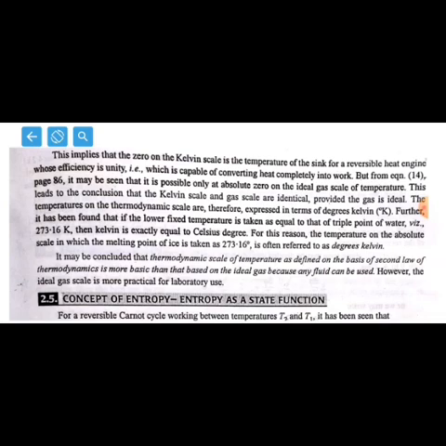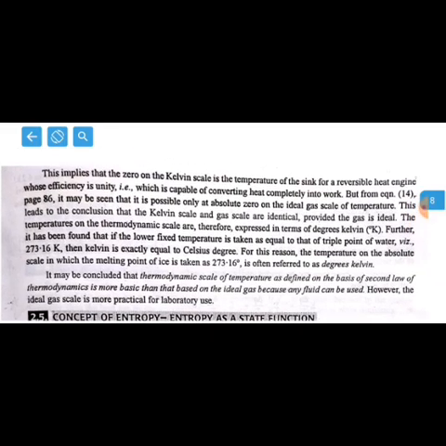It may be concluded that the thermodynamic scale of temperature as defined on the basis of the second law of thermodynamics is more basic than that based on the ideal gas because any fluid can be used. However, the ideal gas scale is more practical for laboratory use.